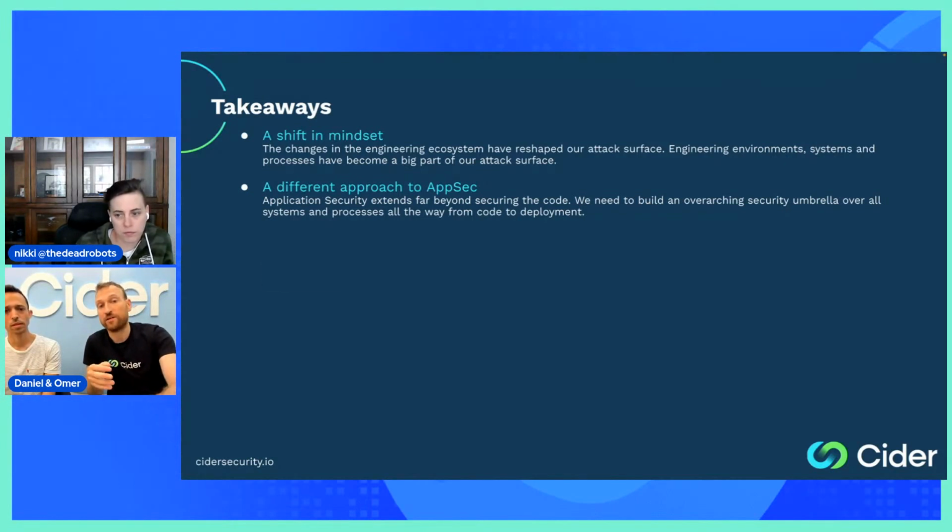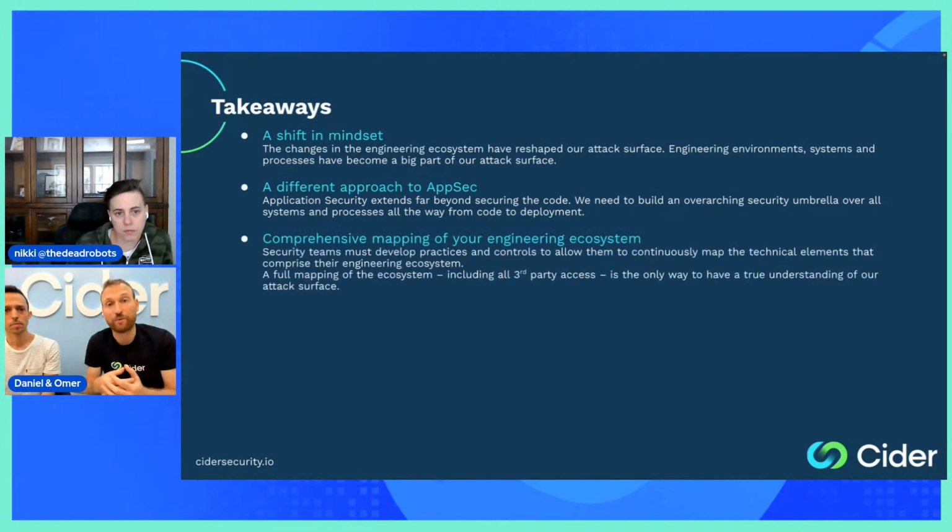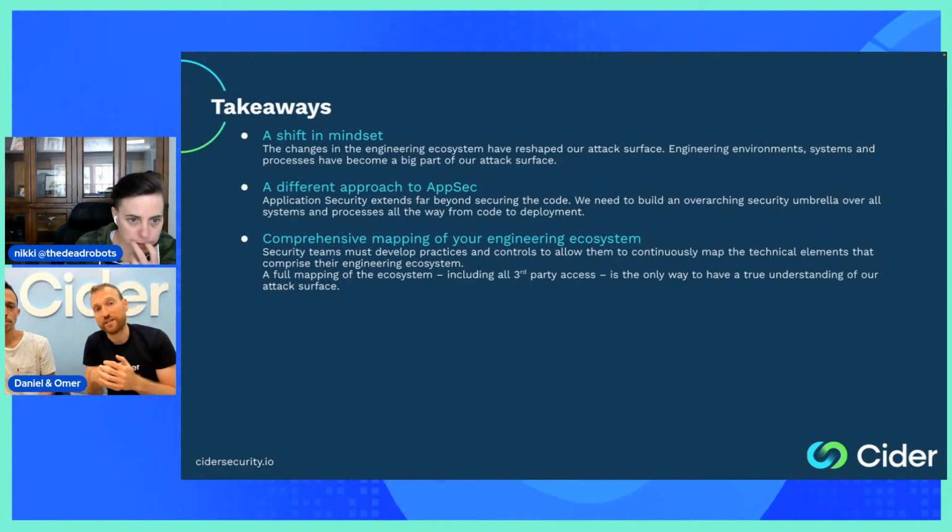And the AppSec program that we build needs to be based upon a very comprehensive mapping of our engineering ecosystem. We need to map and understand what our attack surface looks like by building the technical DNA of our environment that consists of all those building blocks that we talked about earlier, both our organic assets and any type of third party that has connectivity to our organic assets.